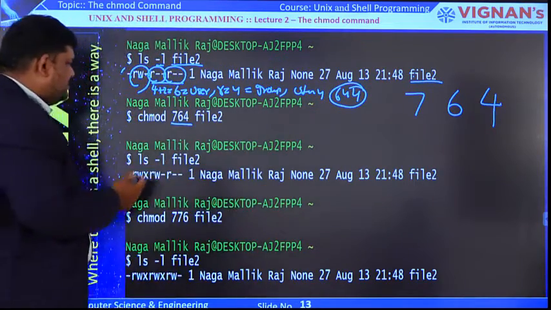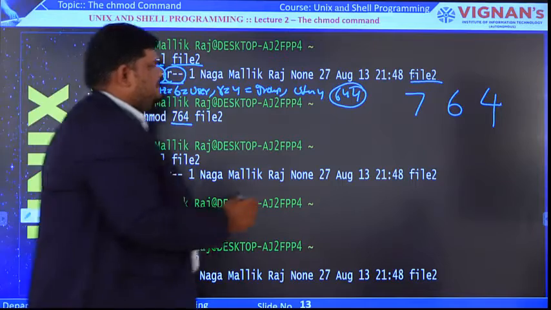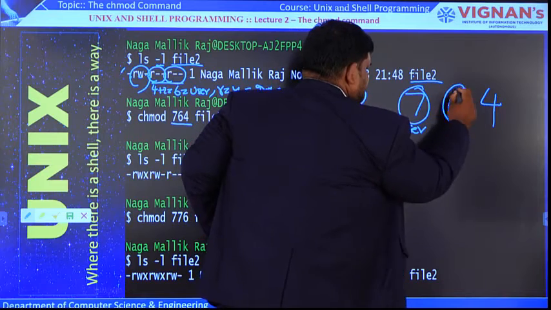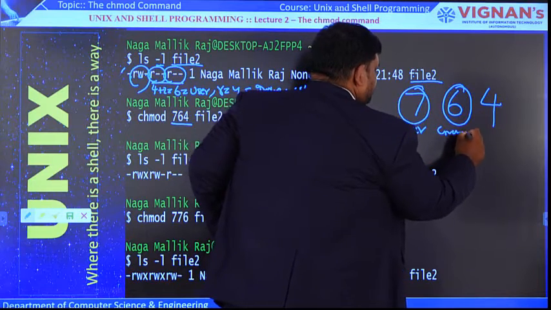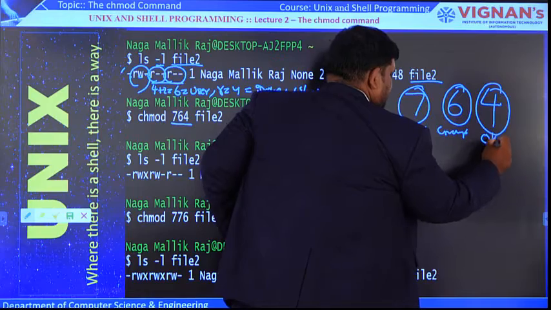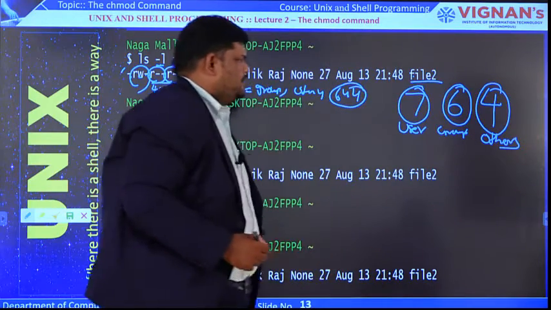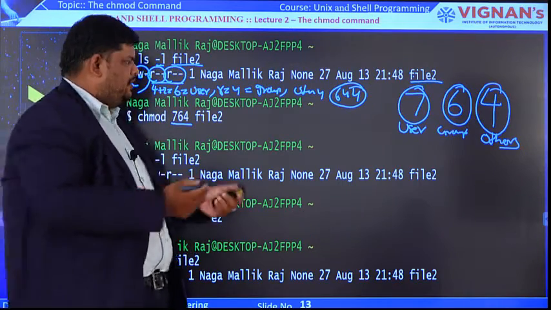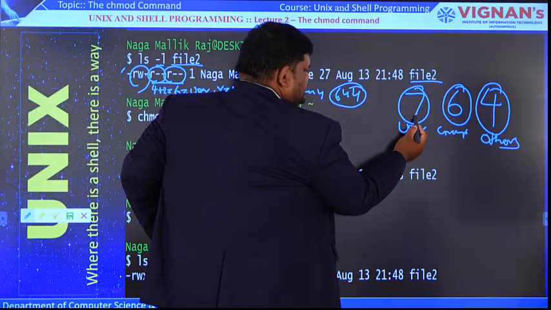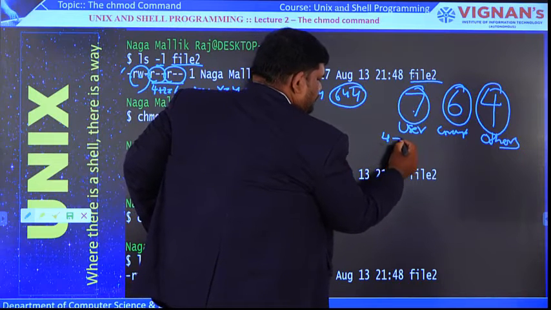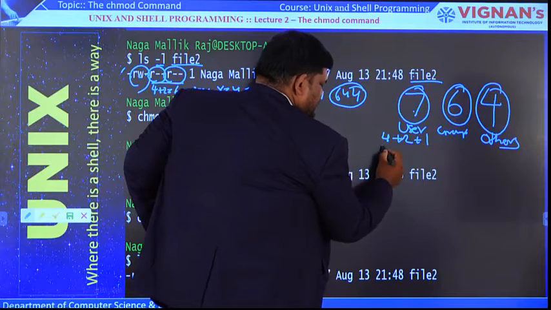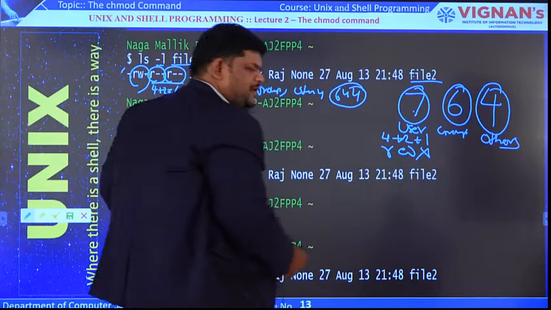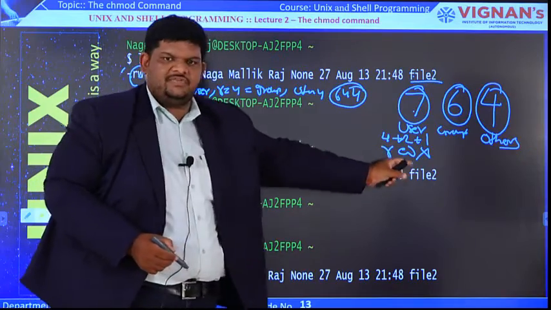Now we are applying here 7, 6, 4. So this 7 belongs to the user, this 6 belongs to the group, this 4 belongs to the others. So 7 is for user, 6 is for group, 4 is for others. Now next level, for user we are giving 7. How did 7 come? 4 plus 2 plus 1. That means we are giving read, write and execute permission. So for user, rwx will be present.